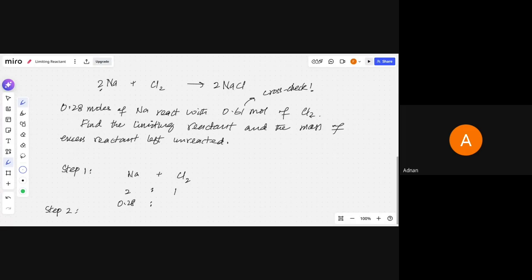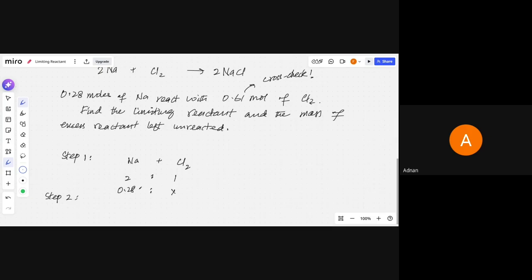I want you to pay attention here. Since 2 moles are required to react with 1 mole of chlorine, or 1 mole of chlorine is reacting with 2 moles of sodium, if we have 0.28 moles of sodium, I don't know what will be the exact number of moles of chlorine gas to react with 0.28 moles of sodium. So I want to cross-check this. The actual amount of chlorine gas may be less than 0.61. It may be more than 0.61. It may be equal to 0.61. I have no idea. So I'm going to cross multiply here to find the value of x.